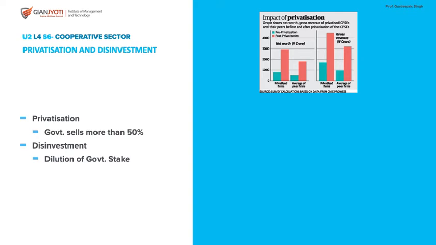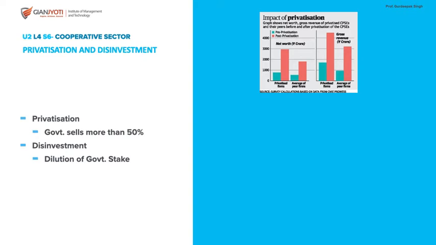Let us talk about privatization and disinvestment. We talked about the public sector, and how efficiently and effectively they have been performing their duties. Then we talked about accountability. We also talked about the Right to Information Act, which has made the government accountable. But still, there are many public sector enterprises which have not been doing well. So let's talk about privatization and disinvestment.